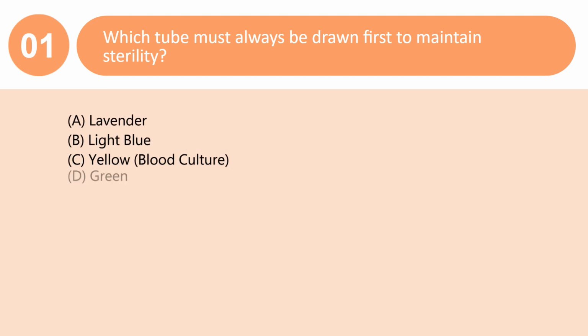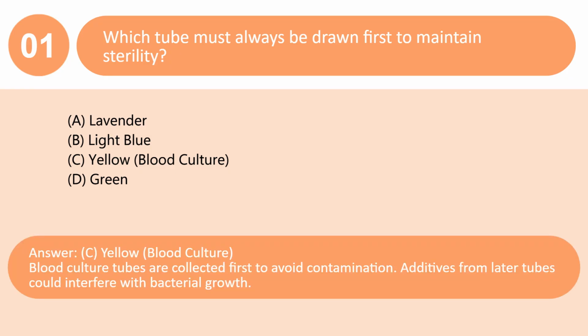Which tube must always be drawn first to maintain sterility? A. Lavender. B. Light blue. C. Yellow, blood culture. D. Green. Answer: C. Yellow, blood culture. Blood culture tubes are collected first to avoid contamination. Additives from later tubes could interfere with bacterial growth.